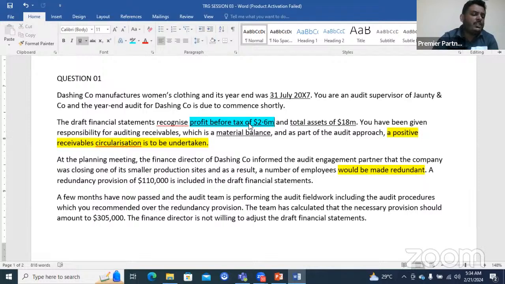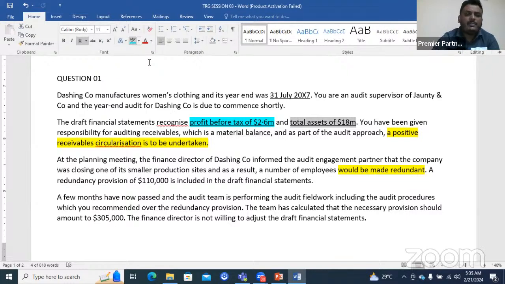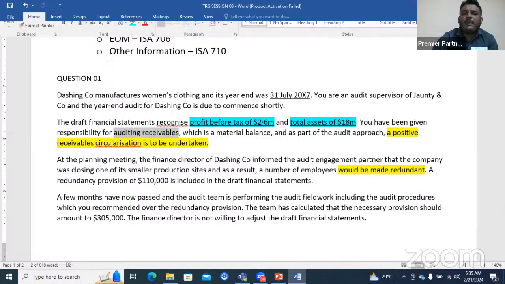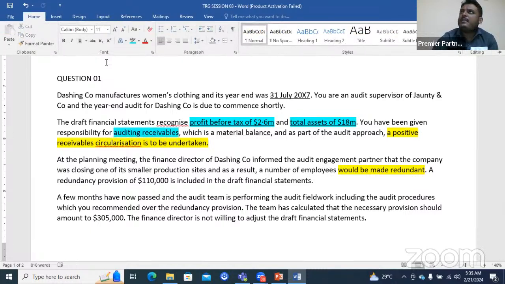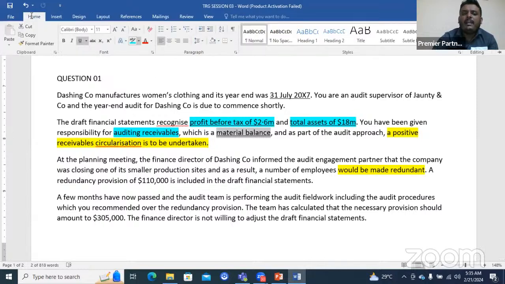So profit is given, and you can use it for both income statement and balance sheet elements. They also gave total assets, 18 million. So if there is any balance sheet element, you can use that. You have been given the responsibility for auditing receivables. Receivables is a balance sheet item, but if there is any bad debt or doubtful debt, that goes to the income statement. And they said the receivable is a material balance by amount, ISA 320.